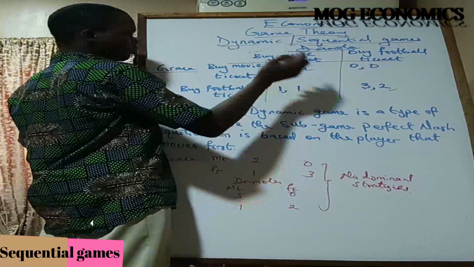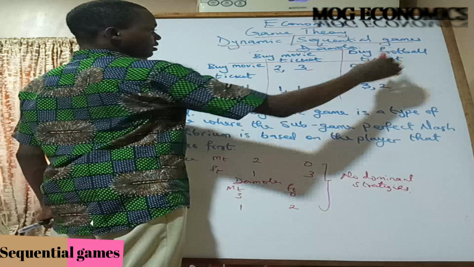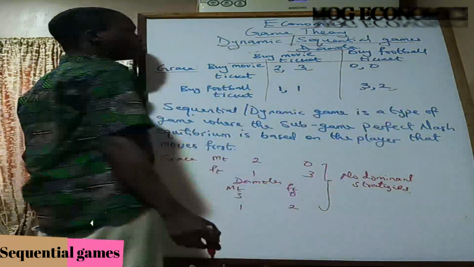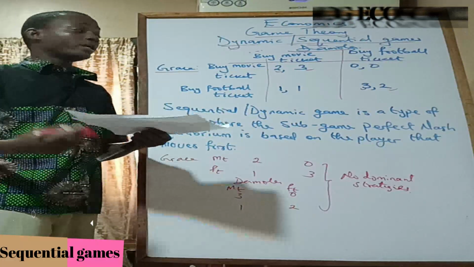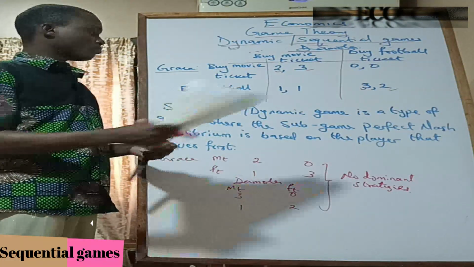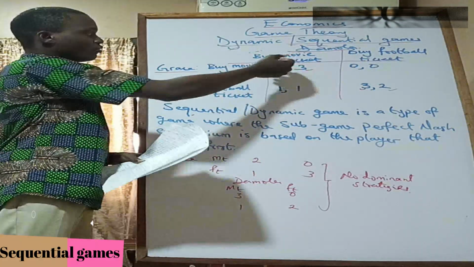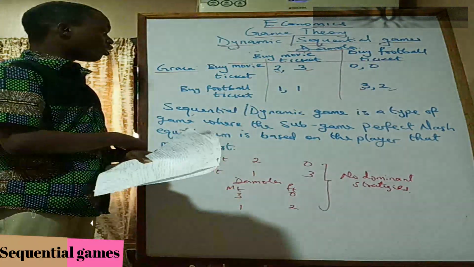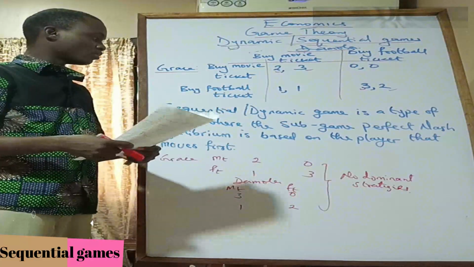Now, if Damola decides to buy a movie ticket, Grace can choose, and she is going to choose 2, because 2 is better than 1. If Damola decides to buy a football ticket, Grace will choose 3. So this is an example of Nash equilibria. We have two Nash equilibria in this particular question: where both of them buy a movie ticket, or where both of them buy a football ticket. That's the Nash equilibria.